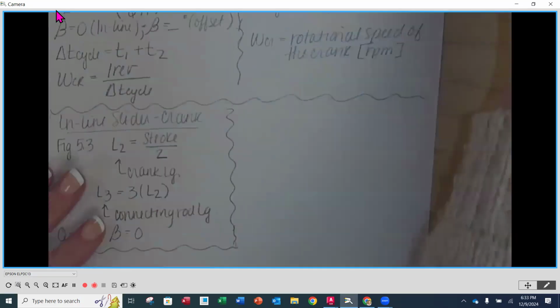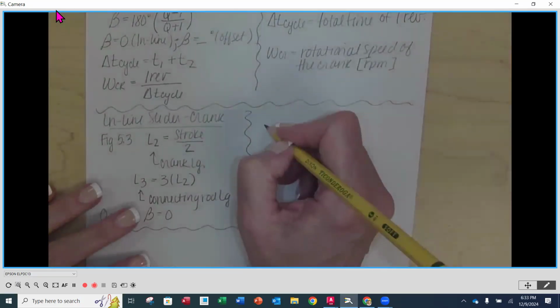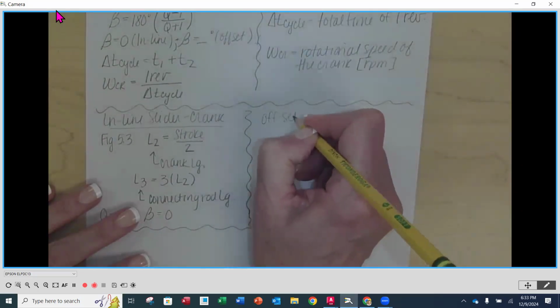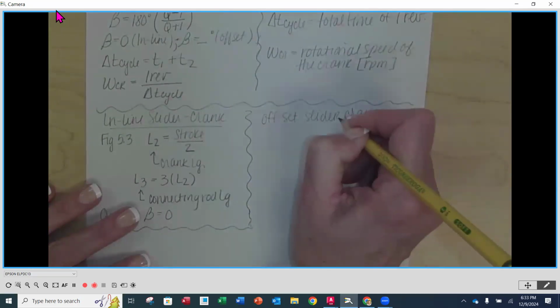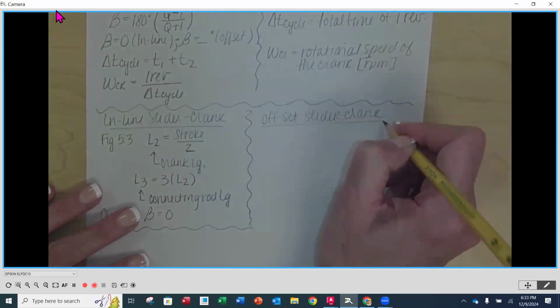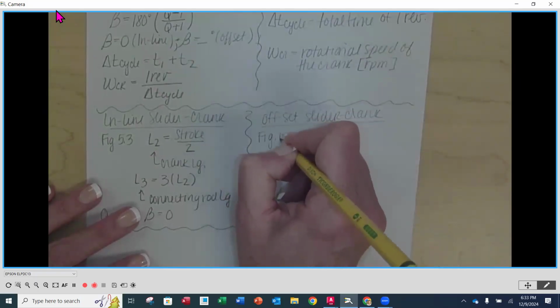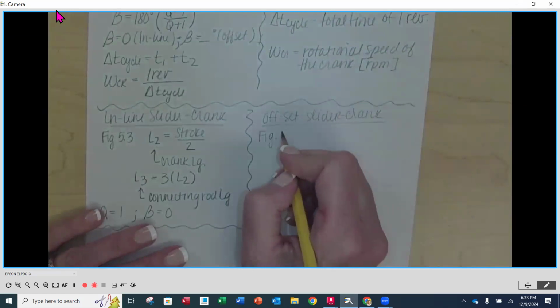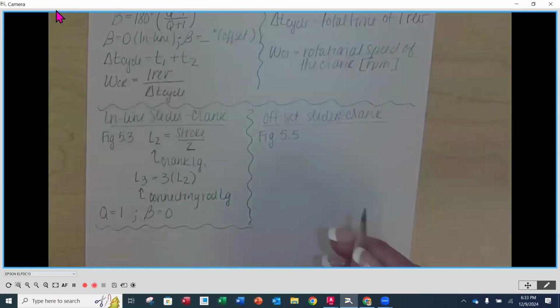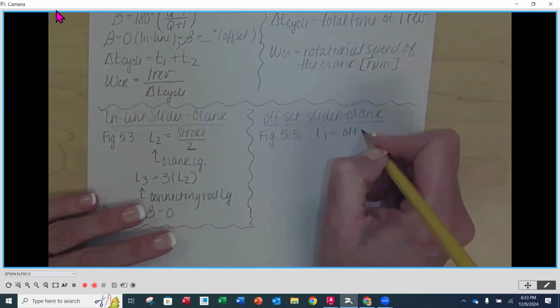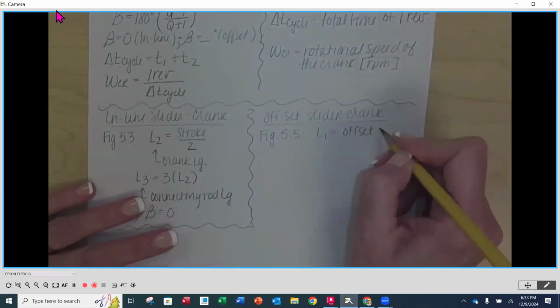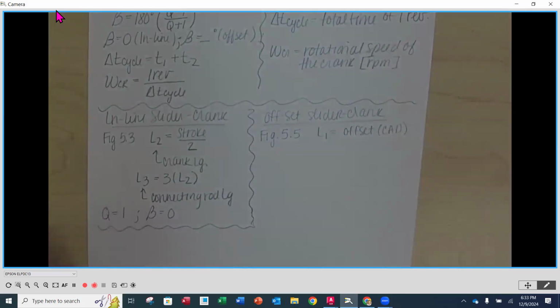So what we're going to do is add to our equation sheet. And we are going to create another section, but this time it's going to be for offset slider crank. Okay. And this is always going to be referring to figure 5.5. Now, as we've already pointed out, L1, that dimension, is going to be our offset. Okay. And that is going to be determined by CAD. All right. So I'll show you how we're going to get that offset distance.